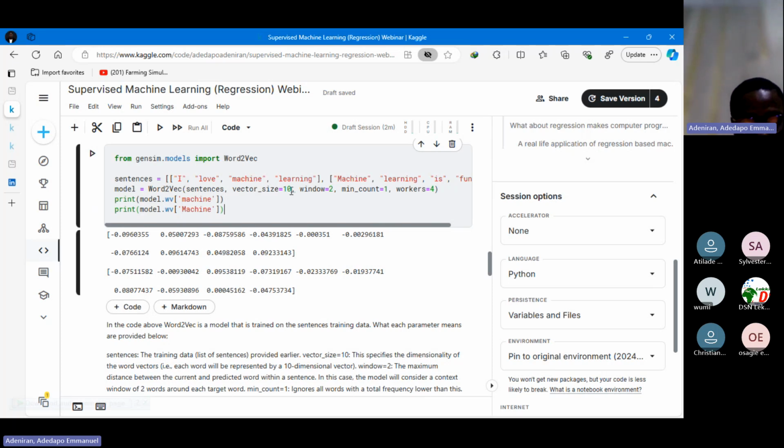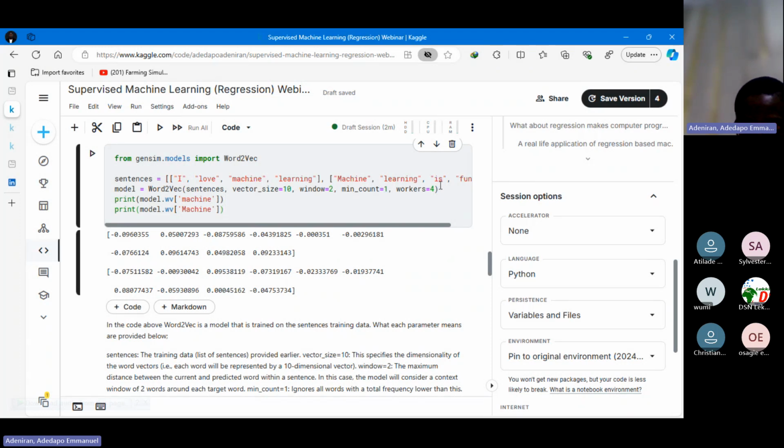The vector size here is just another parameter that represents the size of the vector. It's telling us that the vector is a 10-dimensional vector. The window of 2 here is for understanding context by looking at two words before and two words after the word. That's what the window of 2 means, for the machine to understand the context of the word by looking at the surrounding words. The minimum count just means the minimum number of times a word must appear for it to be considered by the model. So if it appeared once, it's going to be considered by the model.